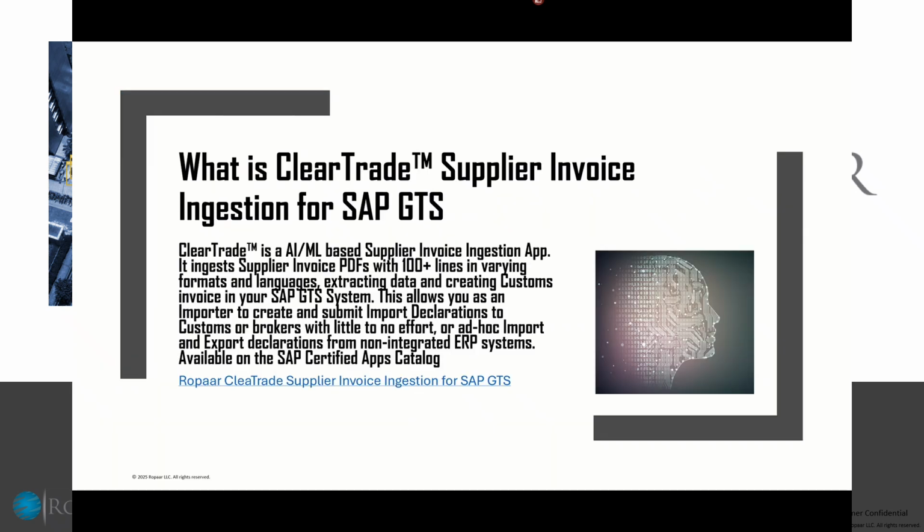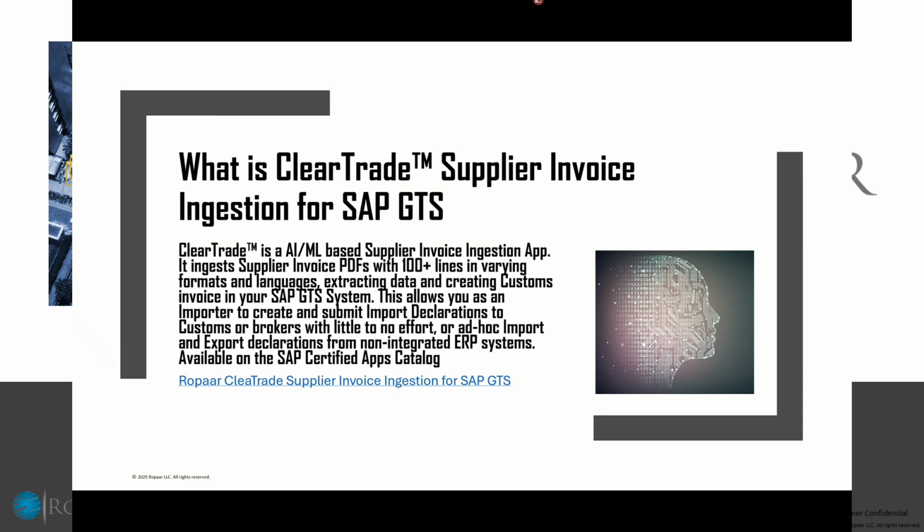What exactly is ClearTrade supply and invoice ingestion? It's an AI ML-based supply and invoice ingestion app that takes supply and invoice PDFs with hundreds of line items, different formats and languages, extracts the data and creates a customs invoice object in your backend system. The objective being to create and submit an import declaration either directly to customs or to broker using the data coming from that supplier invoice.